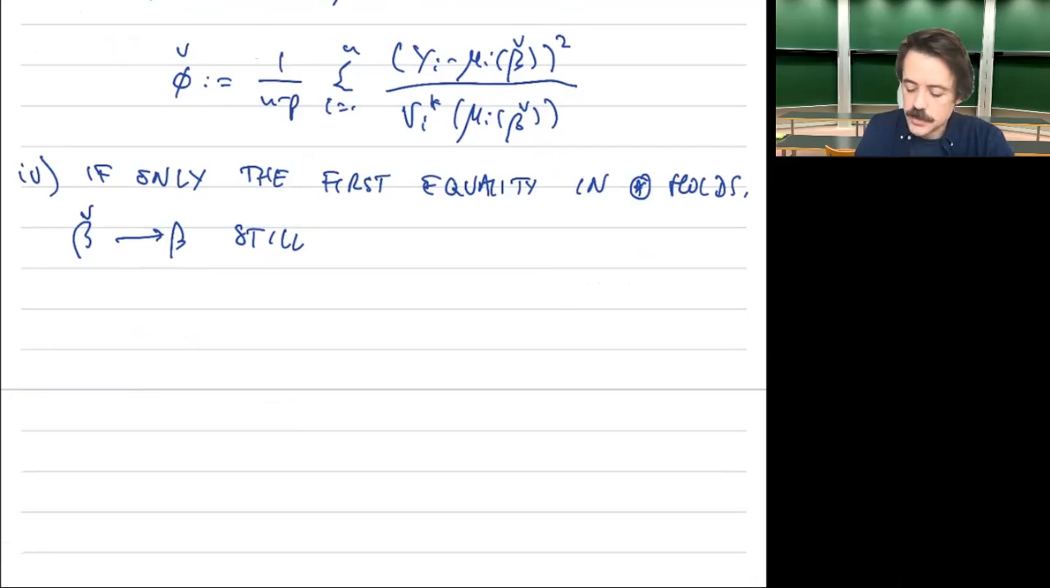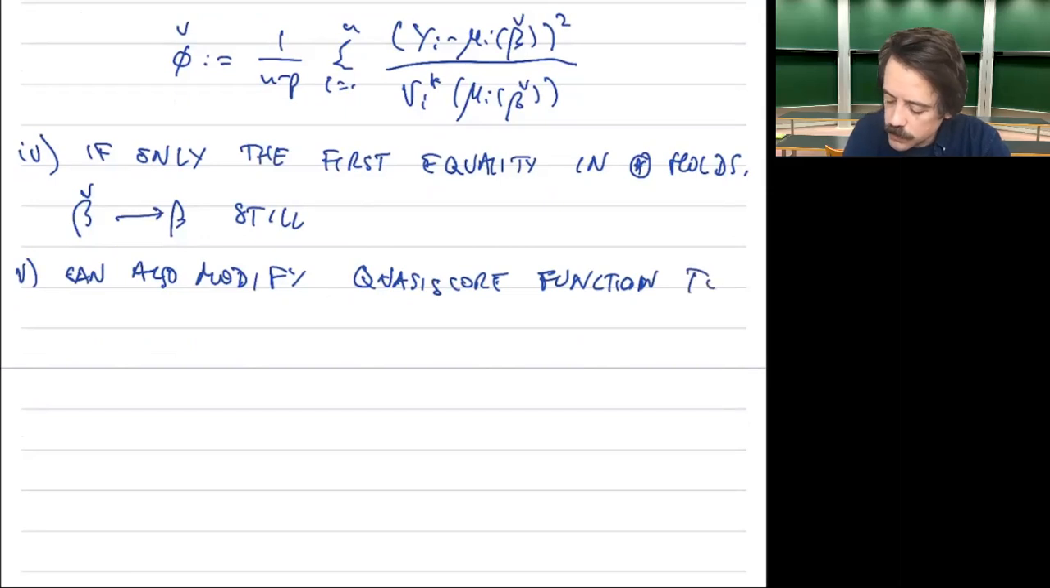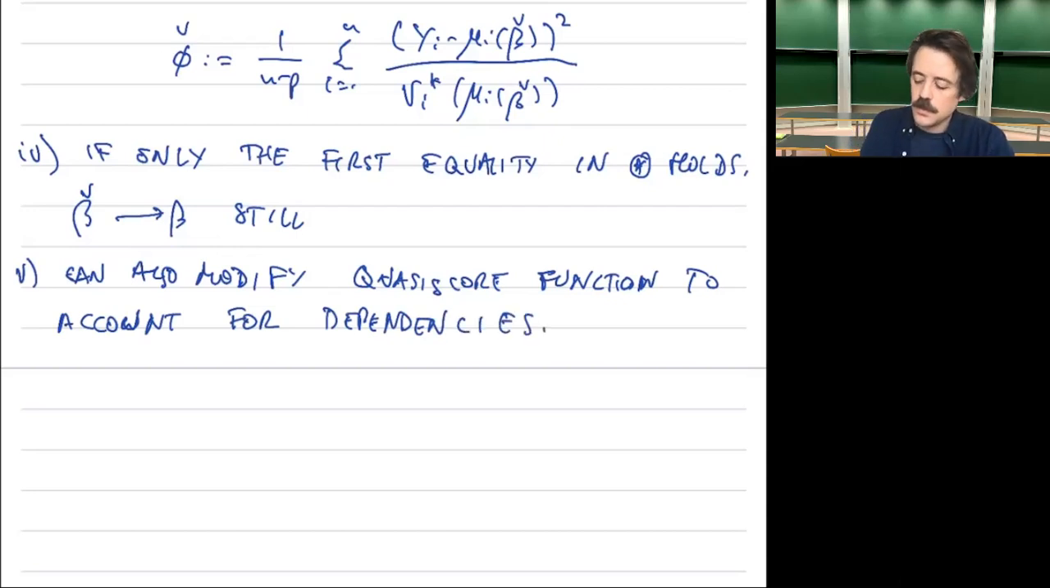Sorry, and let me just say one more thing, and this is just a comment: we can also modify the quasi-likelihood, the quasi-score function, to account for dependencies. This is out of scope of the course, but it's just to say that we can account for dependencies as well, even without full distributional assumptions.